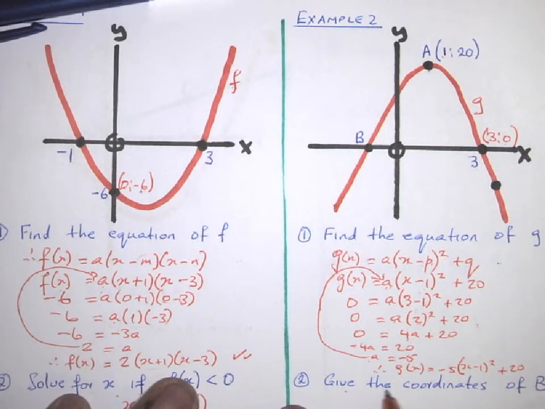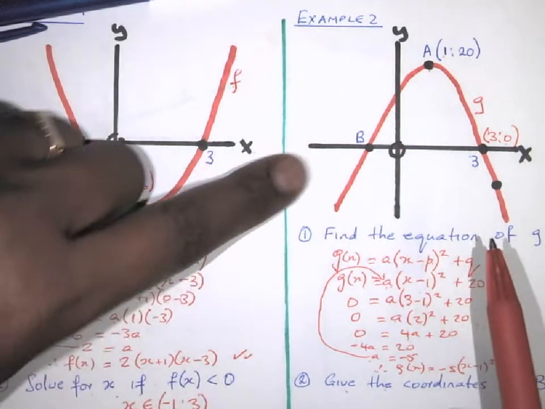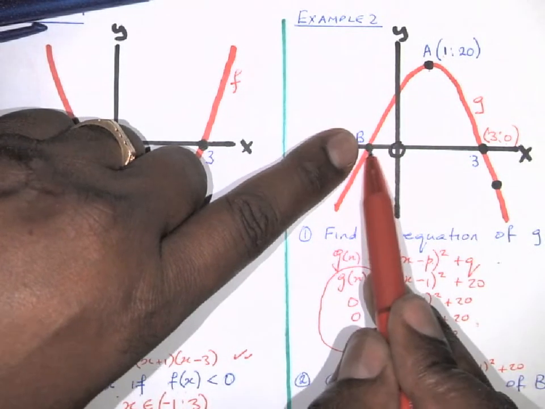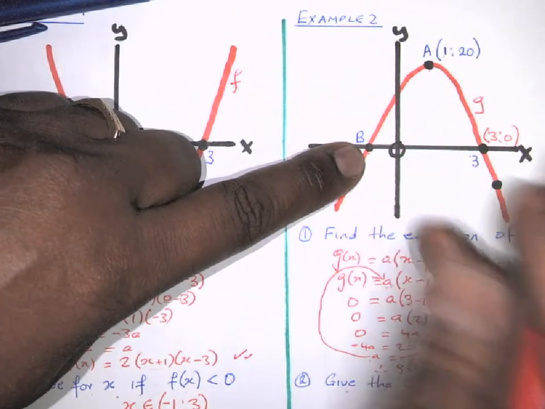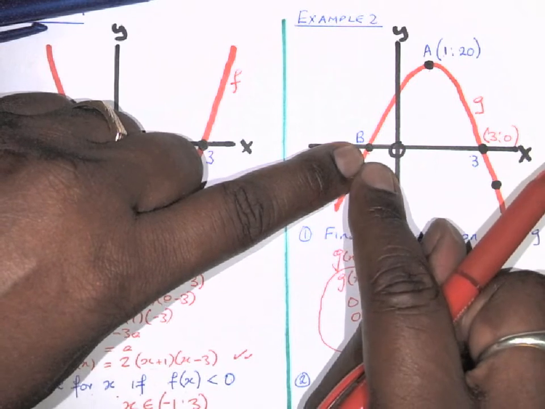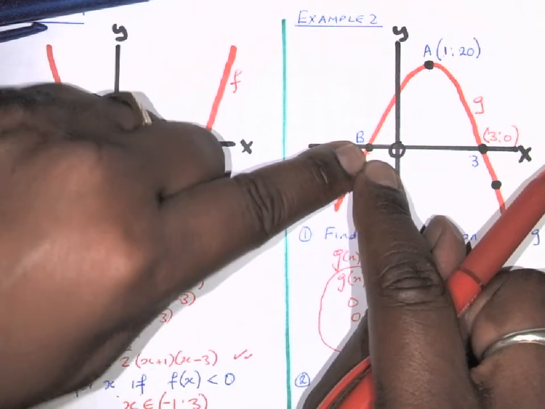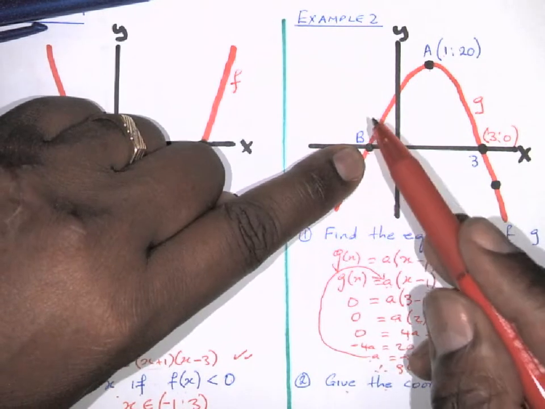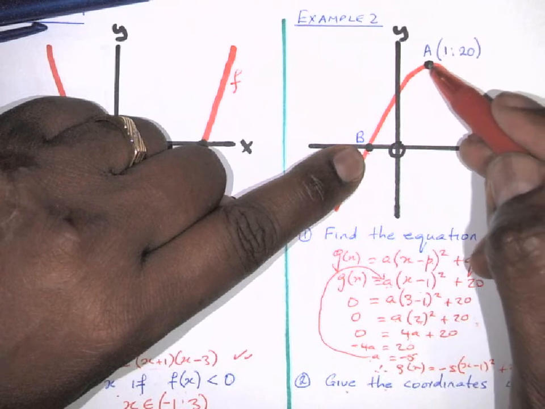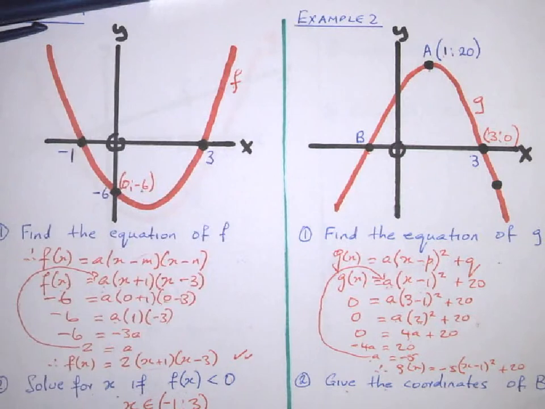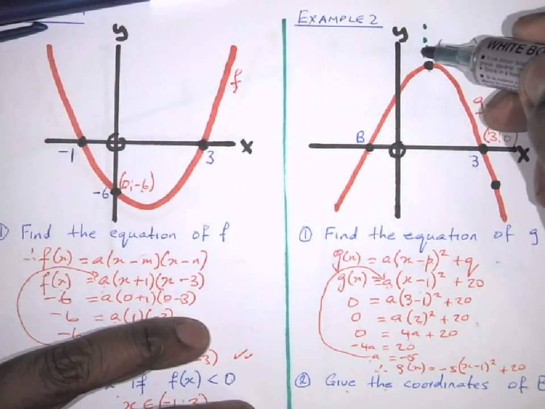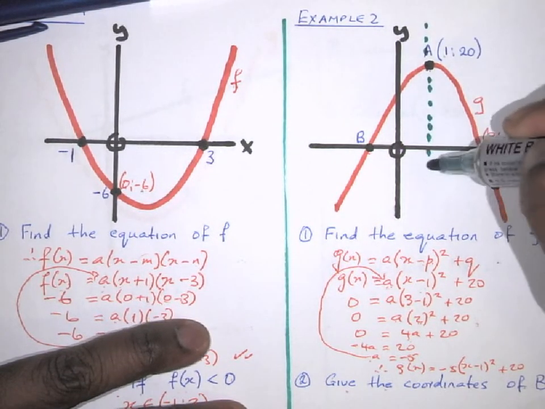Another question says, give the coordinates of b. What would be the coordinates of b? One way of finding the coordinates of b is taking the equation that is given and equating it to 0 and then solving it. But in this case, there's an easier way of working out the coordinates of b. Note, the a there is the turning point, which therefore means in my graph, I've got a line of symmetry like that.